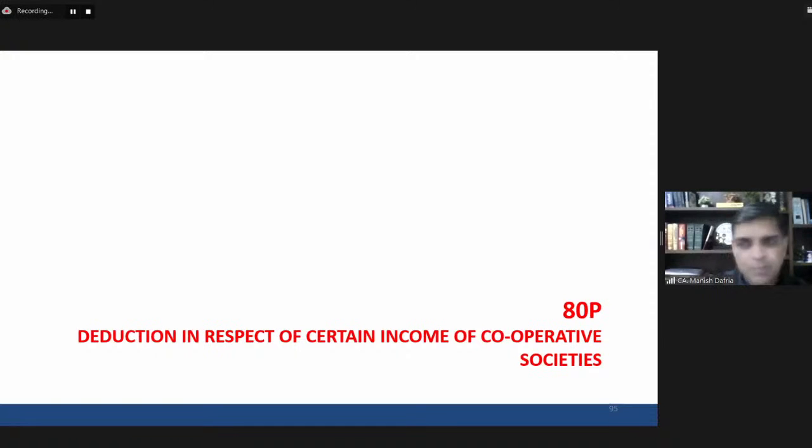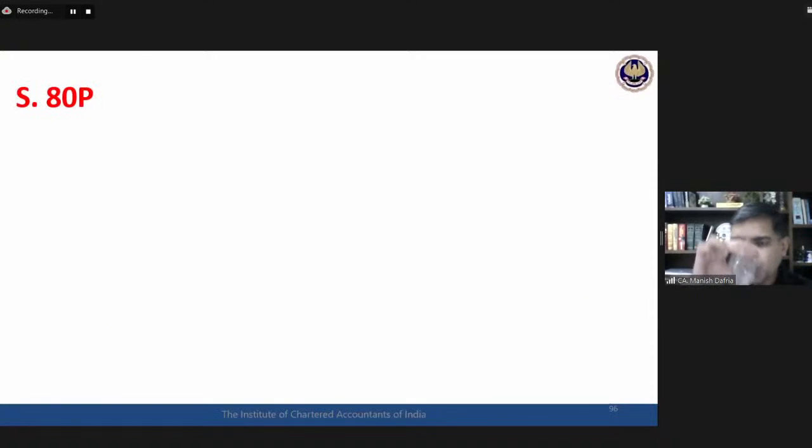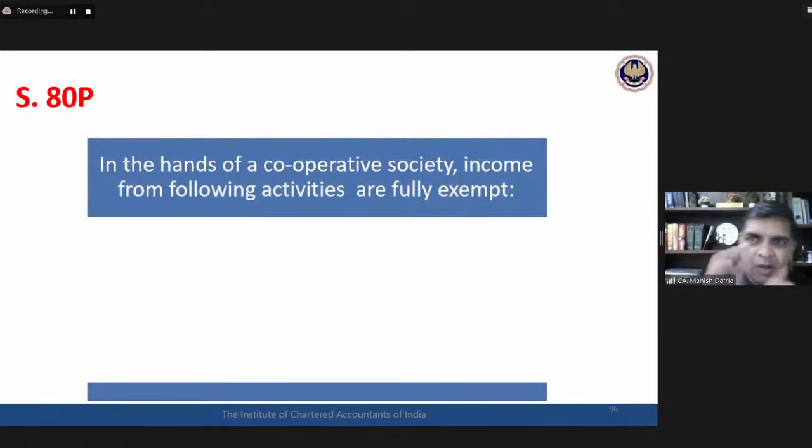Now this is 80P, deduction in respect of certain income of cooperative societies. In the hands of a cooperative society, income from certain activities is fully exempt. So this section 80P is a deduction available to a specific kind of assessee, that is, a cooperative society.